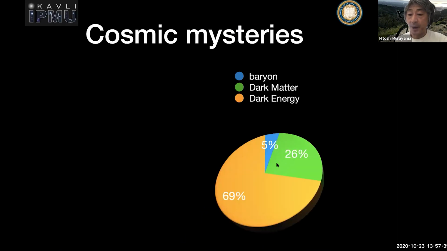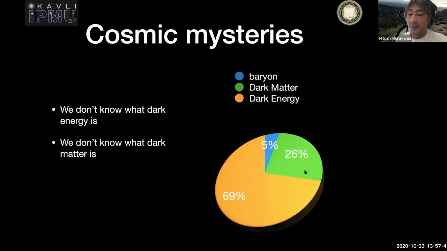So you have seen this pie chart many times, and we always talk about these mysteries of what dark energy is and what dark matter is. But if you think that you understand this 5% of the universe made up of atoms, you're actually an optimist, because we actually don't know why these things exist at all in the universe.